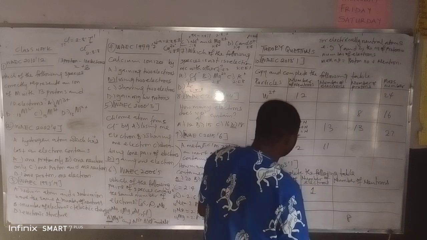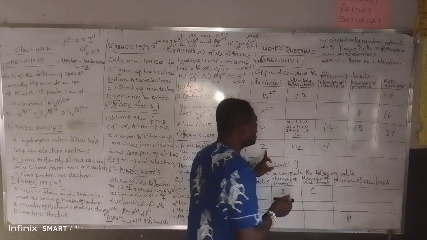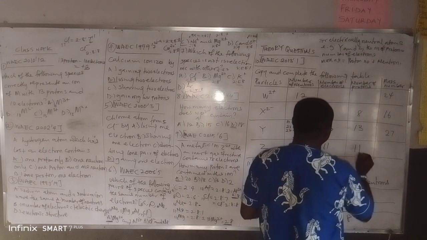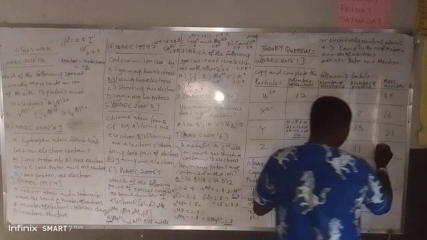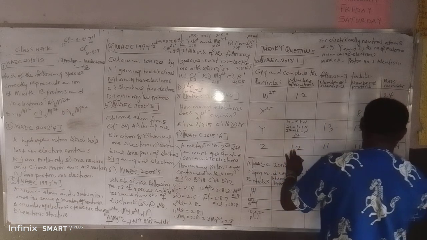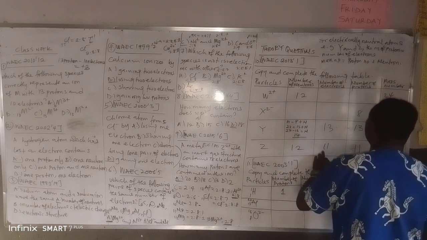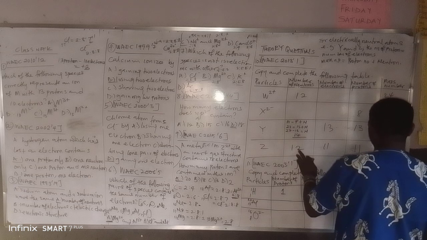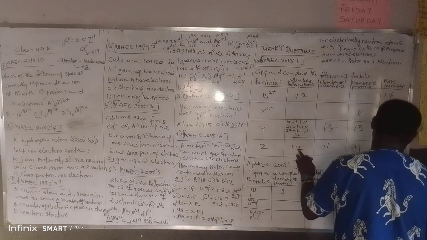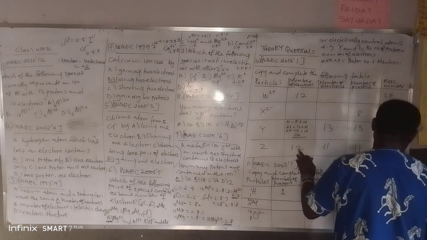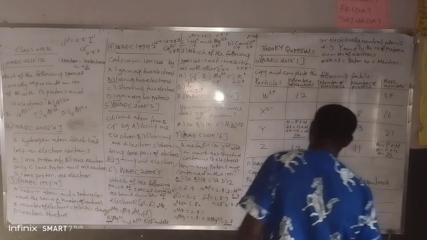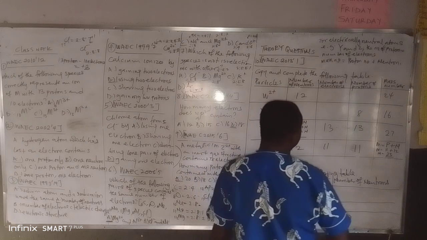Then what about for this one? Now, this is also neutral. If it is neutral, electron number will be equal to proton number, which is also 11. Then mass number is always equal to proton number plus neutron number. So for the mass number we are looking for here, the proton number is 11, neutron number is 12. Add them together, the mass number is going to be 23. That's what they want to see here. So take note of that.